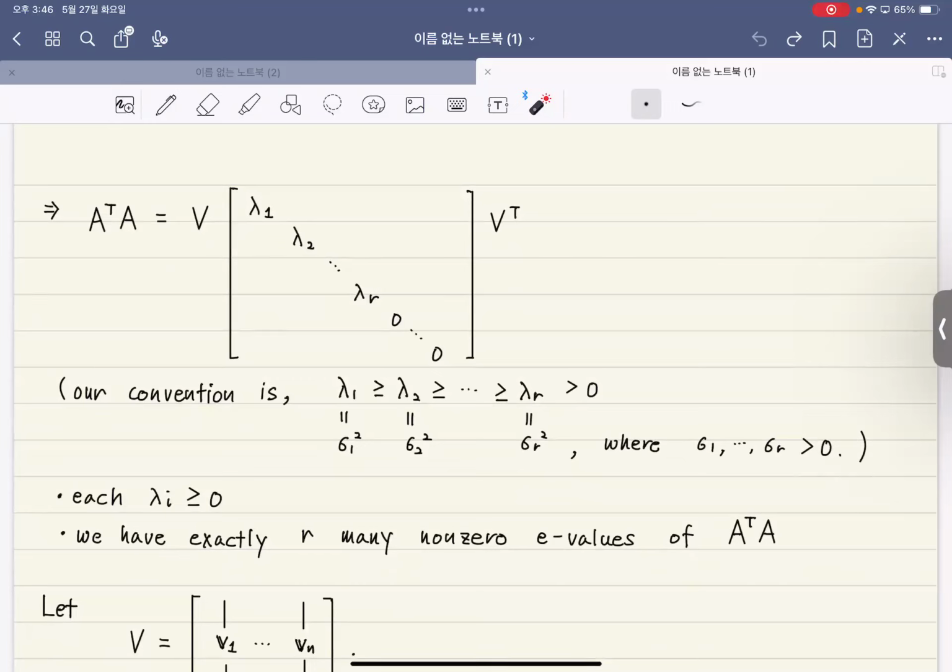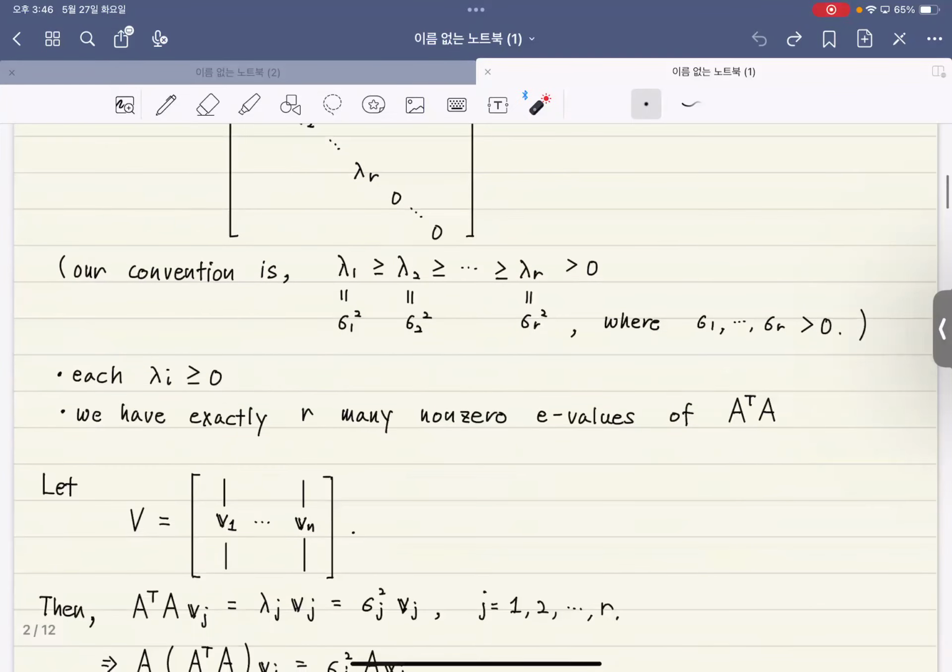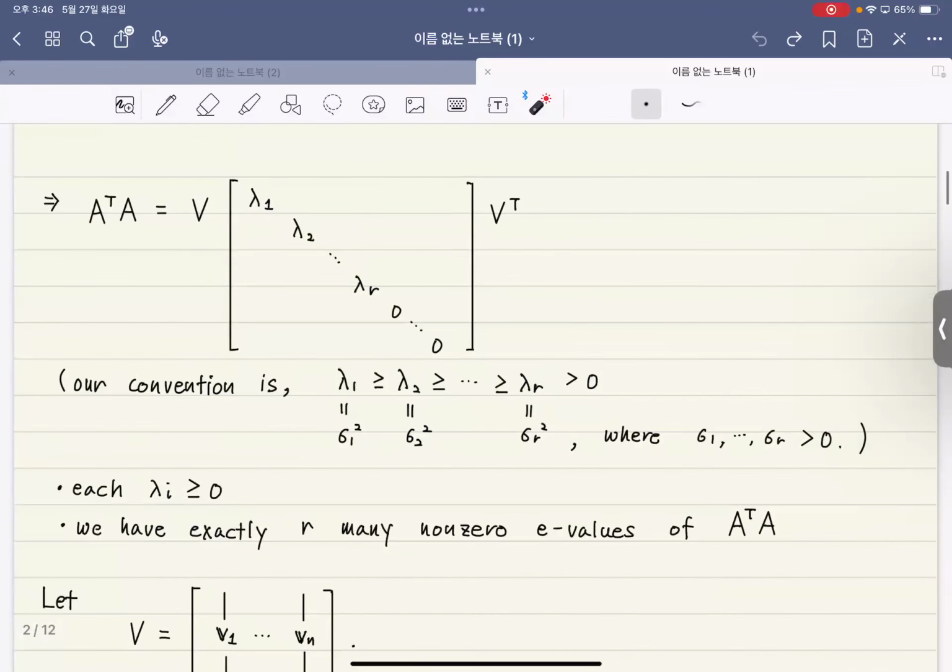So these numbers are all greater than 0. These are square roots of the eigenvalues, and we have exactly r non-zero eigenvalues of A^T A. Good. Now, let me turn to these orthonormal eigenvectors, V.